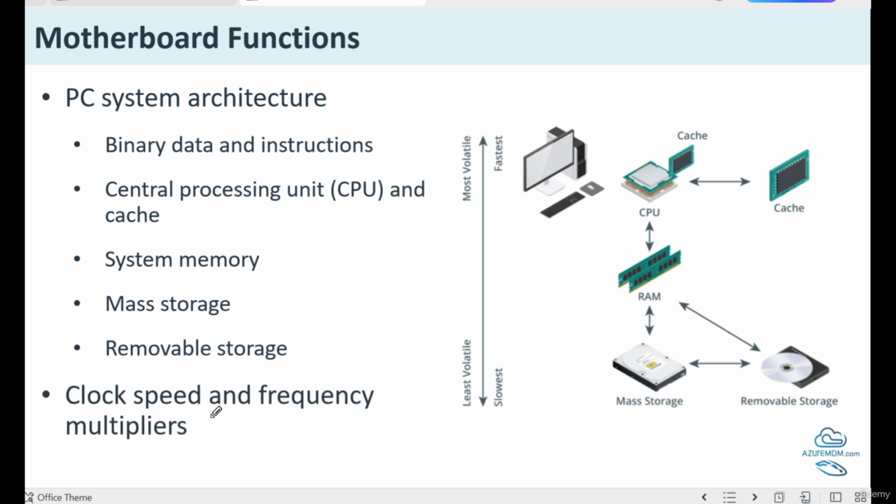Now, let's understand about the clock speed and frequency multipliers. What is a clock speed? The speed at which a CPU executes instructions. It is measured in hertz. The sign is Hz. Higher the clock speed, for example, 3.5 GHz, that means faster processing, but efficiency depends on the architecture of your system.